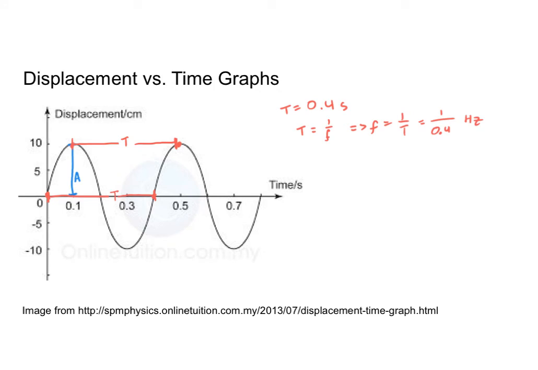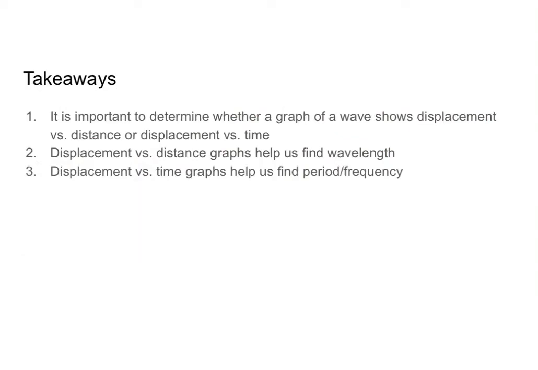So those are the things that I can easily find in my displacement versus time graph. To reiterate, in my displacement versus distance graph, I can find my wavelength, my amplitude, and the height of my crest and the depth of my trough. In my displacement versus time graphs, I can also find my amplitude and my crests and my troughs. But instead of the x values helping me find my wavelength, they'll help me find my period and thus my frequency. So very quickly, let's talk takeaways.